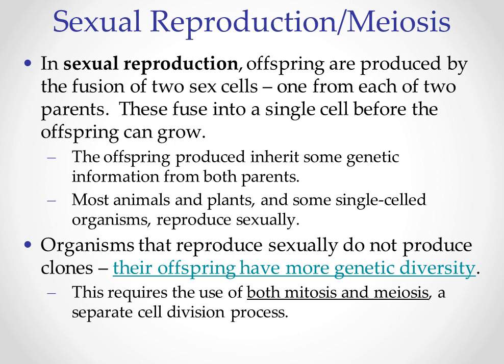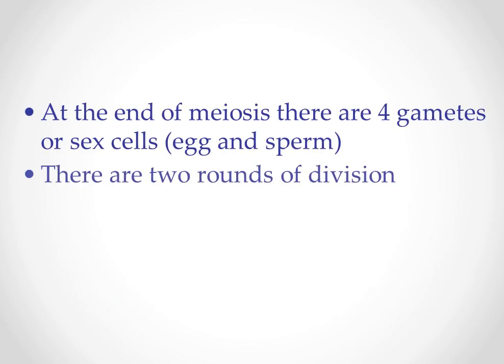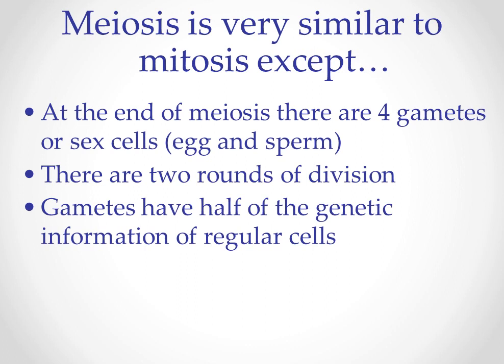So, again, asexual organisms go through mitosis because they're making an exact copy of themselves. In sexual reproduction, we actually have to go through meiosis, which is a different format of cell division. The major difference is that mitosis is for body cells, and meiosis is for sex cells. Meiosis is very similar, but at the end of meiosis there are 4 gametes, or 4 sex cells, so you have eggs or sperm.